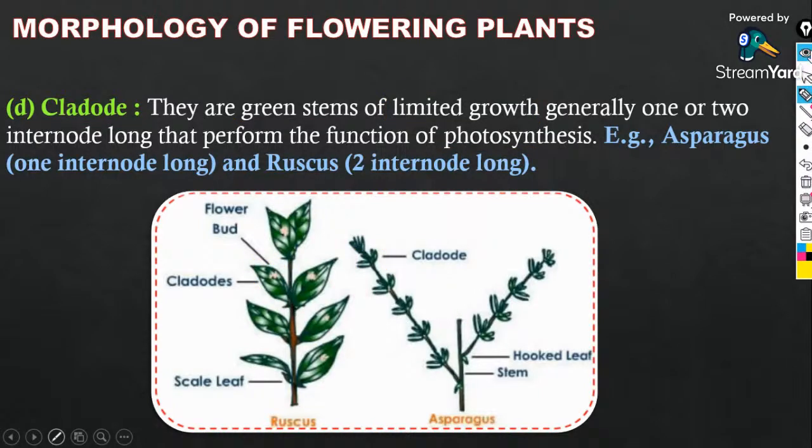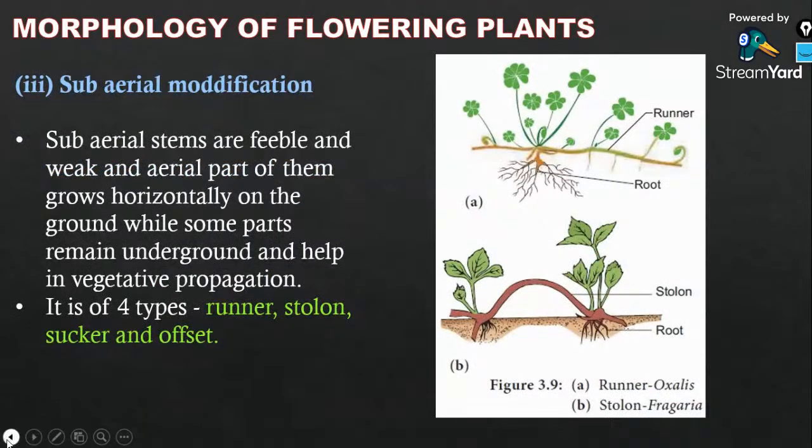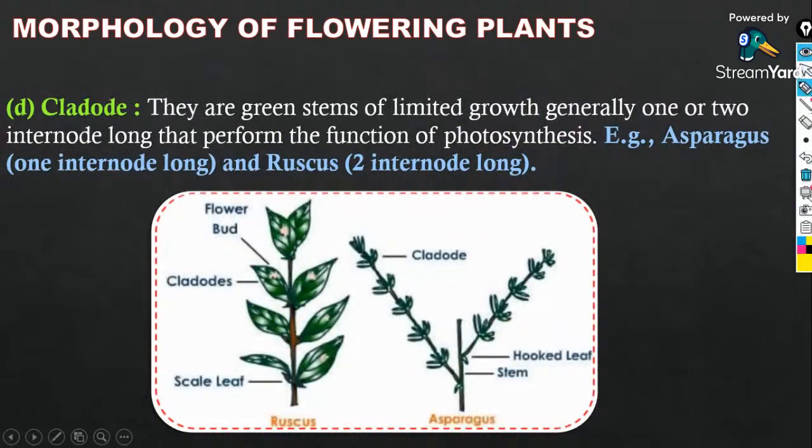Can we move on to a small question answer session? Let me check. Yes. Next is subaerial modification. Before moving on to subaerial modification, can we go with a small question answer session? Ready everybody?